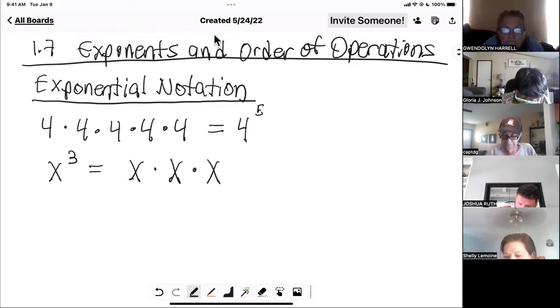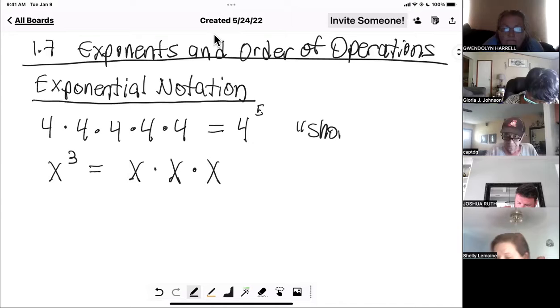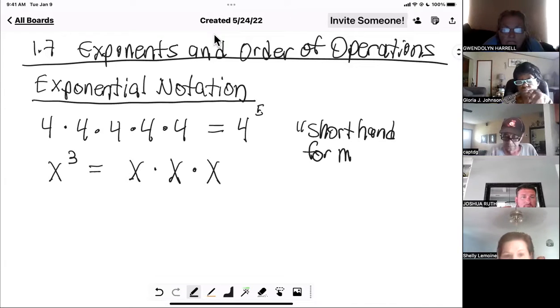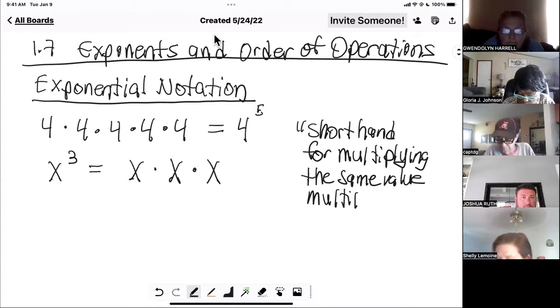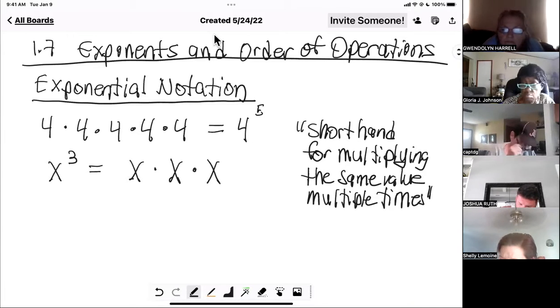Such a shorthand. I'll call it shorthand for multiplying the same value multiple times. That's what it means to be exponential notation.